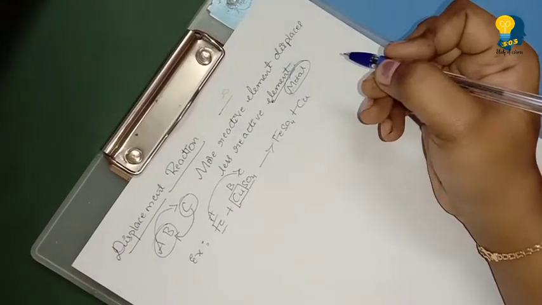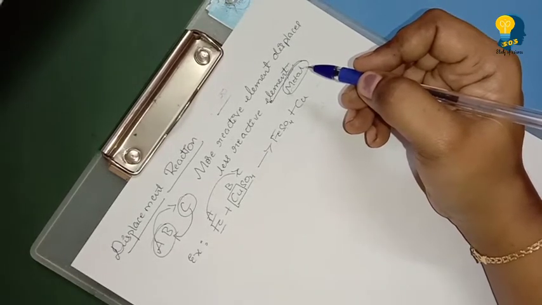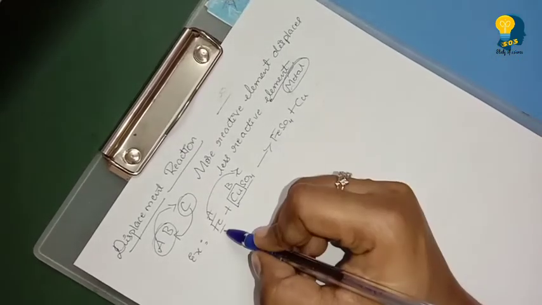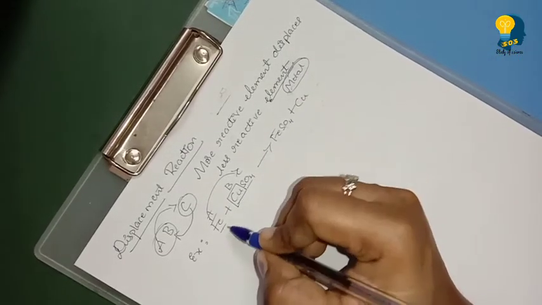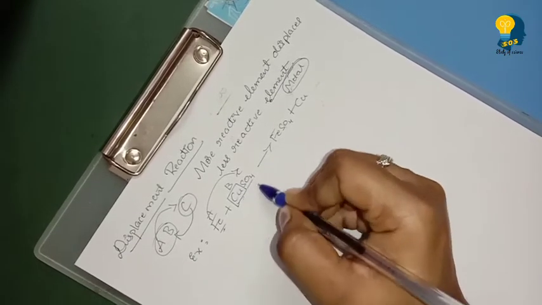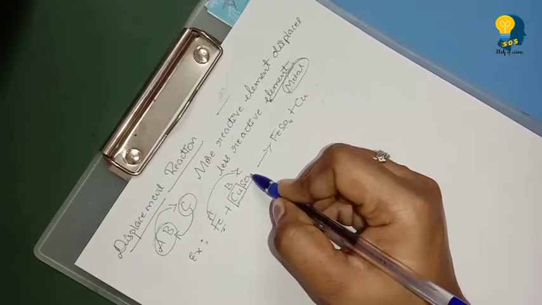I told you, more reactive metal displaces the less reactive metal. Here, iron is more reactive than copper. Iron displaces copper from the copper sulfate solution.